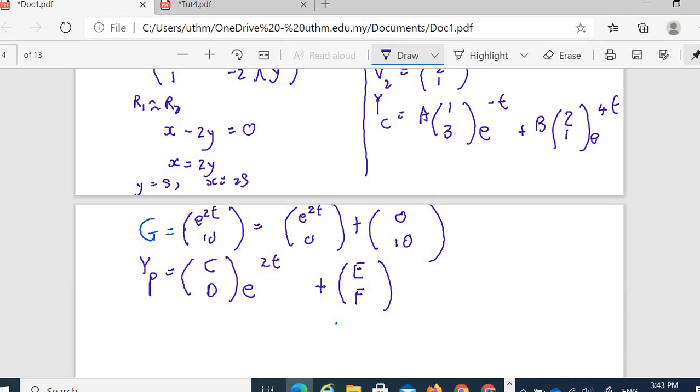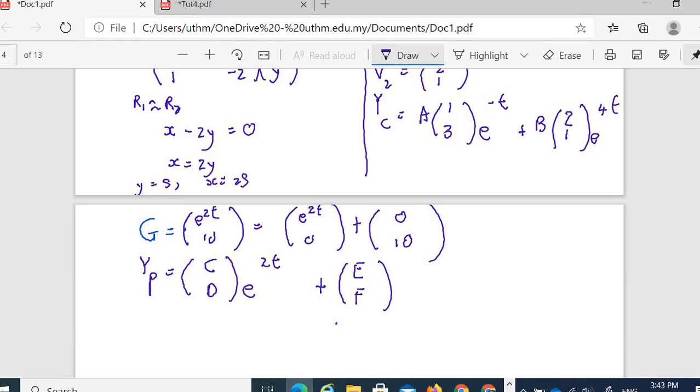We choose yp based on your vector g. Vector g here is exponent 2t, so your yp must also have an exponent 2t, and the coefficients here are going to be determined later on. We already have a, b, so here I use c and d. And then this is a constant vector, so yp also must have a constant vector. If the g here is a polynomial of degree 1, then you must have a vector of polynomial of degree 1 too.